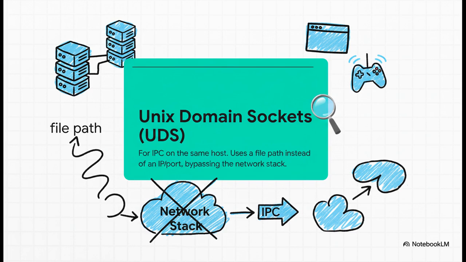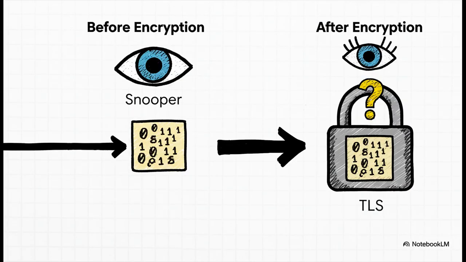But wait, not all sockets even need to go over a network. What if two programs on the exact same machine need to talk to each other? Well, for that, they can use a Unix domain socket. Instead of using an IP address and a port, it just uses a file path on the local system. The benefit? It's way faster because it gets to completely bypass the entire network stack. This is a big reason why connecting to a local database like PostgreSQL on your own machine feels so incredibly snappy.